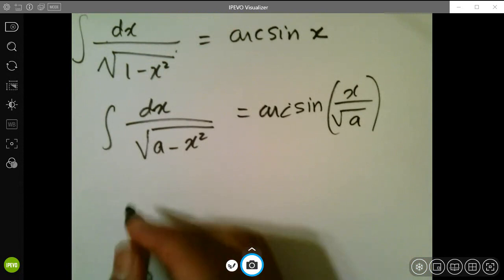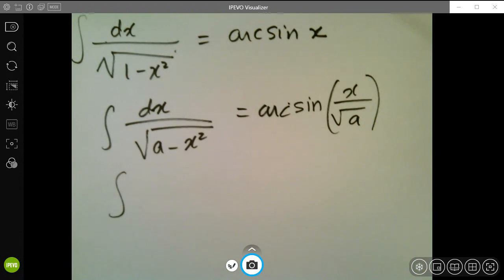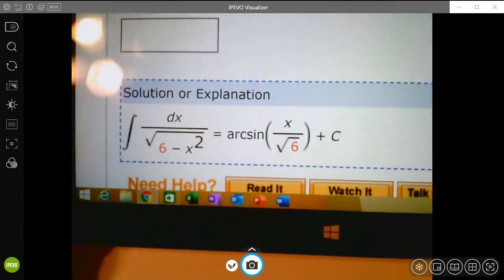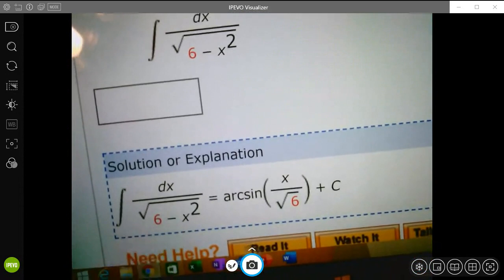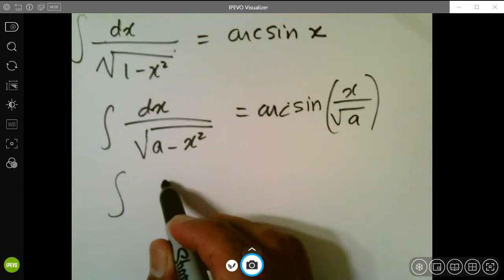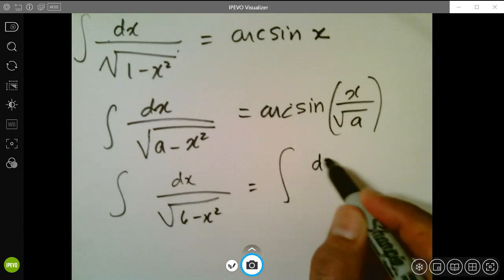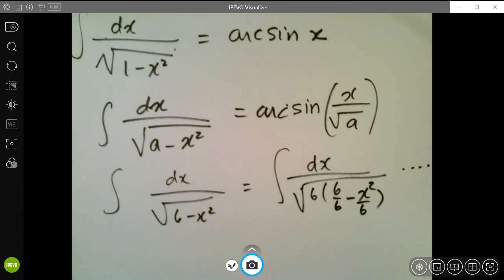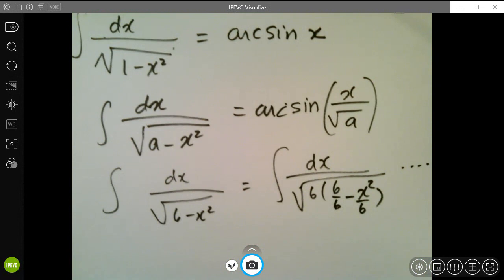Now if you have an integral like in number 19, the integral of 1 over square root of 6 minus x squared, it will be arc sine of x over root of 6. If you want to do the math, though you are not asked to, you factor out 6 in the bottom, you will get 1, then the square root. Root of 6 goes outside, but it will cancel out. Anyway, this is another formula that you have to remember.